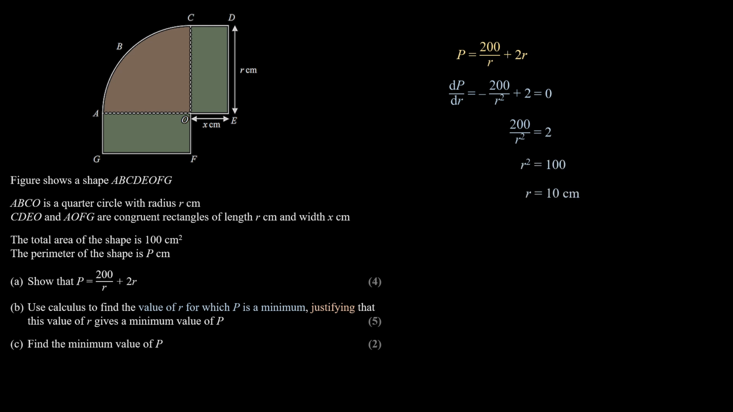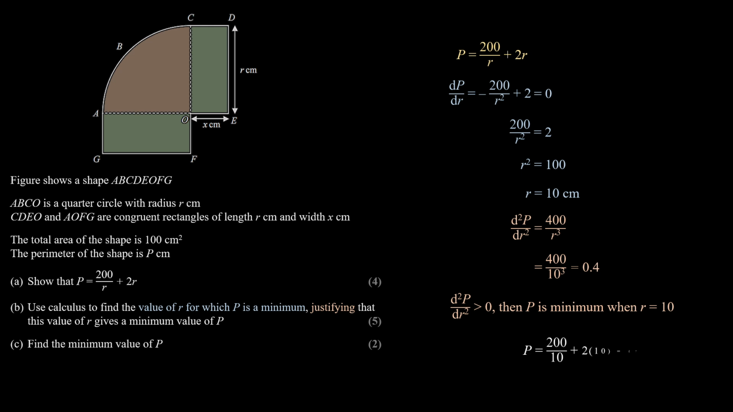To confirm that this critical value corresponds to a minimum, we evaluate the second derivative of p with respect to r at r equals 10. The calculation gives 0.4. Since the second derivative is positive, r equals 10 gives the minimum value of p. To find the minimum value of p, substitute r equals 10 into the formula for p. Solving the expression, we find that p equals 40 centimeters, which is the minimum value of the perimeter.